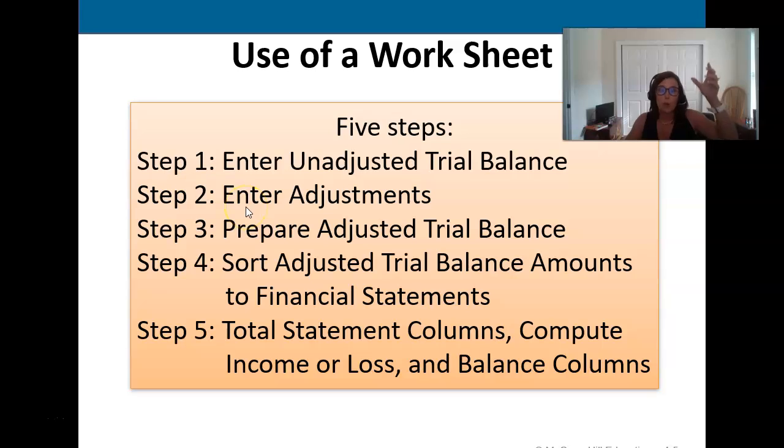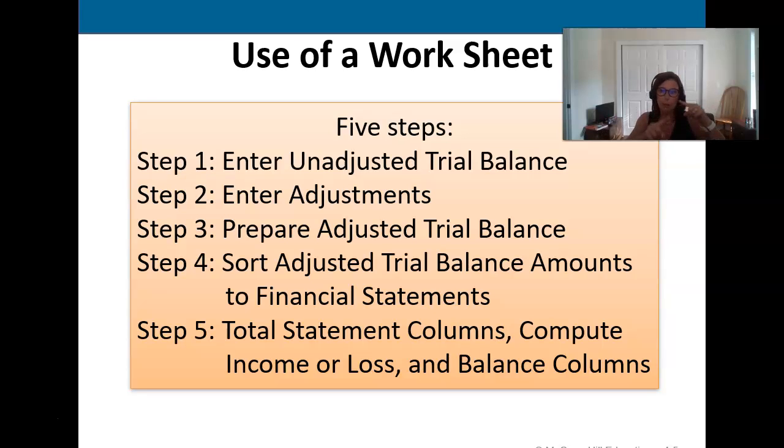And then we've got a column in the worksheet for adjustments. And then from that, we go into a column that is the adjusted trial balance, which is just the new trial balance as a result of the adjustments that you just made. From there, we will add 2 more columns. We will add an income statement column and a balance sheet column.